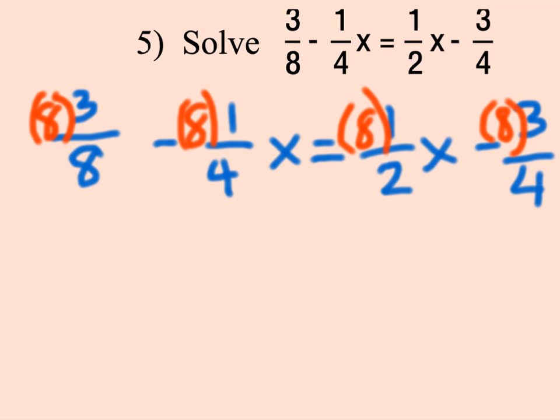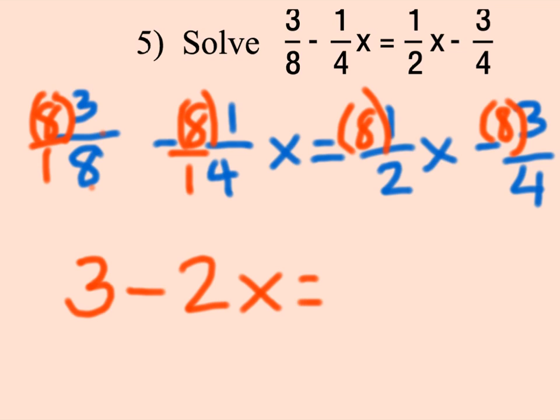And now I'm going to actually simplify them. So 8 over 1 times 3 over 8 is going to be 3. If you want to use my trick, 8 divided by 8 is 1 times 3 is 3, so that's just going to give me a 3. 8 over 1 times 1 over 4 is going to give me a 2. 8 times 1/2 is 4. And 8 divided by 4 is 2 times 3 is 6, or 8 over 1 would give you 24 over 4, which again is 6.